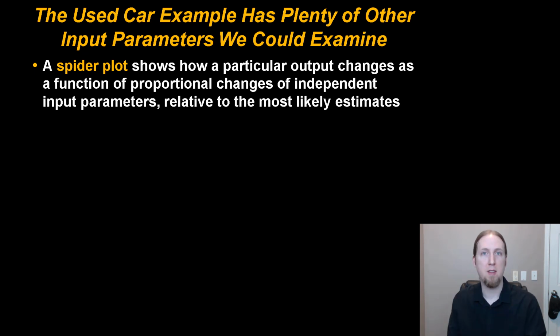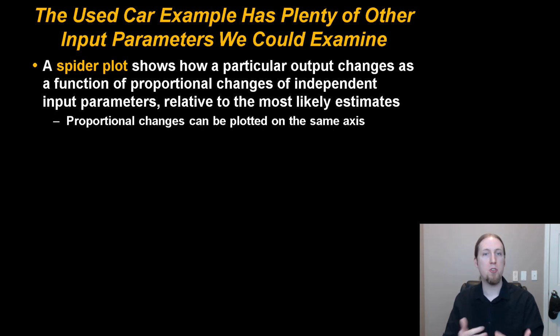The way that we're going to summarize all of this information is something called a spider plot. That's how we're going to visualize how the particular output, in this case the break-even mileage, changes as a function of proportional changes to independent input parameters. The proportional changes allow us to plot the results on the same axis.